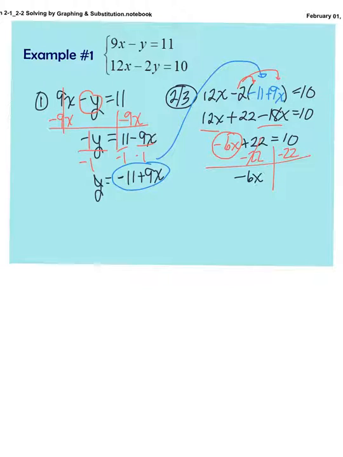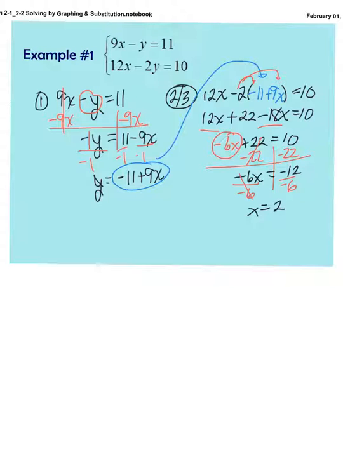Negative 6x is equal to 10 minus 22, which is negative 12. Divide by negative 6, and you get x is equal to a positive 2. So that's only half our answer.